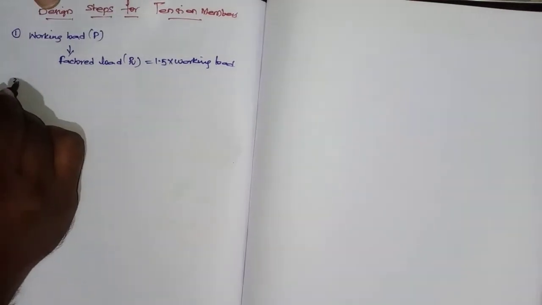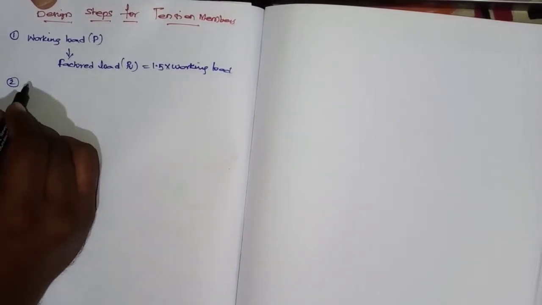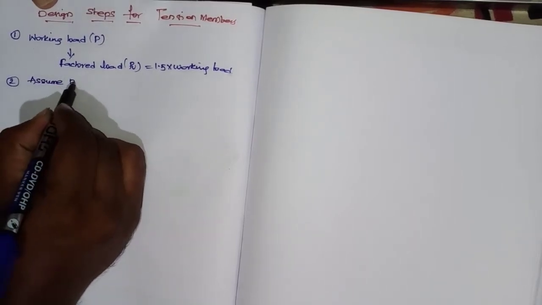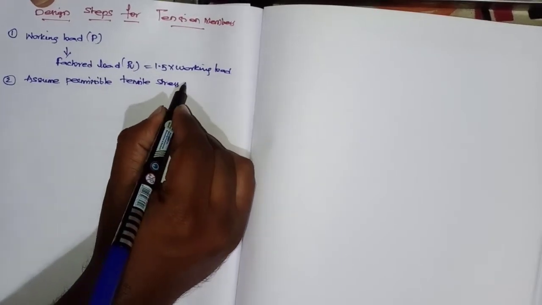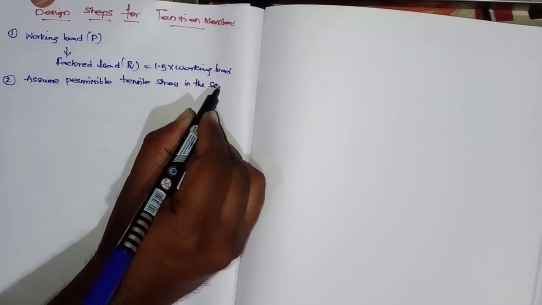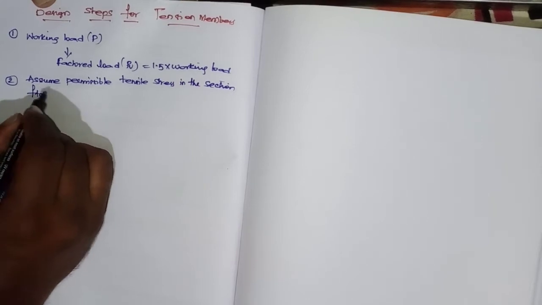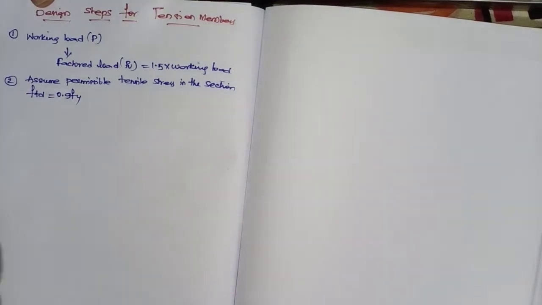Now the second one. As I said earlier, while performing the design you are supposed to make some assumptions. So here you assume the permissible tensile stress in the section. It is denoted by FTD, which equals 90% of the yield stress.